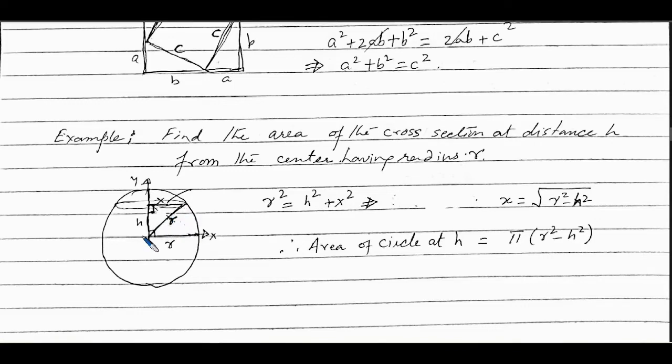So r square is equal to h square plus this radius, which I do not know, so I call it x square. This is the hypotenuse, the biggest arm of the triangle, and these are the other two, the smaller ones. So r square is h square plus x square. I bring this h square to the left hand side, so x square will be r square minus h square. So the area of the circle, this cross section at h, will be pi times x square, and x square is r square minus h square.